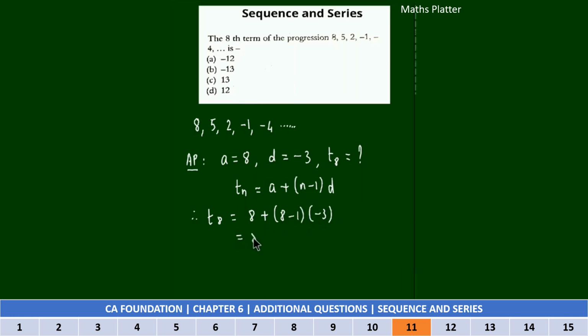So we have 8 plus, now 8 minus 1 is 7. So 7 times minus 3. So it is 8 minus 21. Now if we take the difference, we obtain the value as negative 13. So the answer to this question is option B.